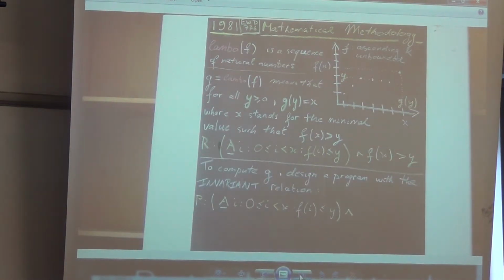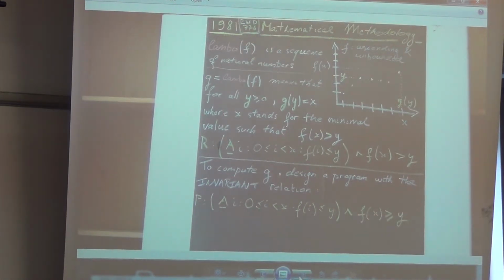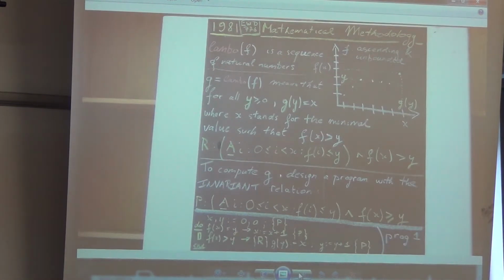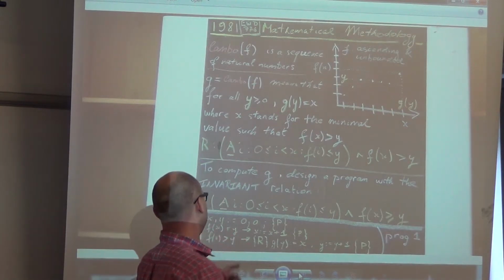Now, to compute G, so to compute Lambo of f, he says, let's design a program with an invariant relation P. Now, an invariant relation, this is terminology he used in the 60s and 70s. And I don't have time to explain all of this, but he has an invariant P which will always hold throughout the execution of his program. He's going to reason formally about his program, which I present on the next slide again.